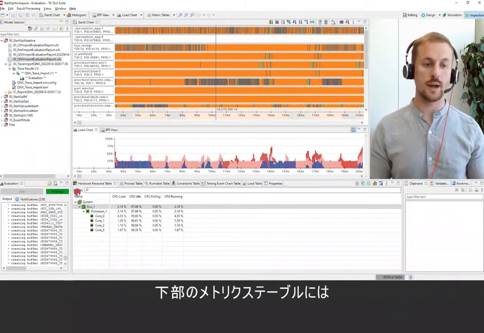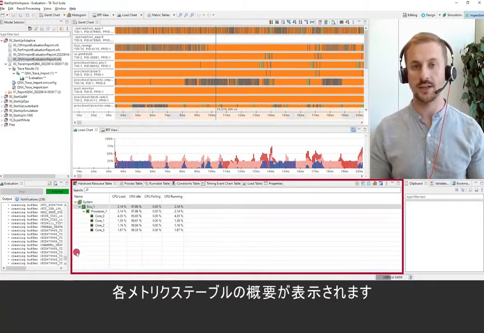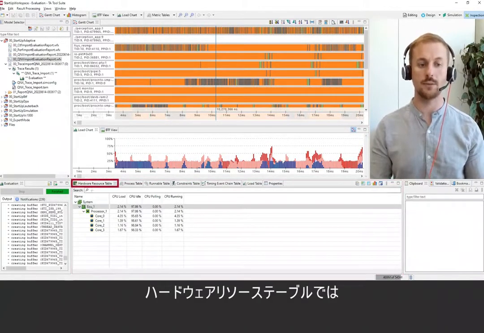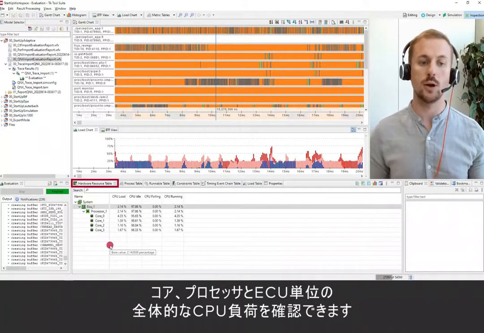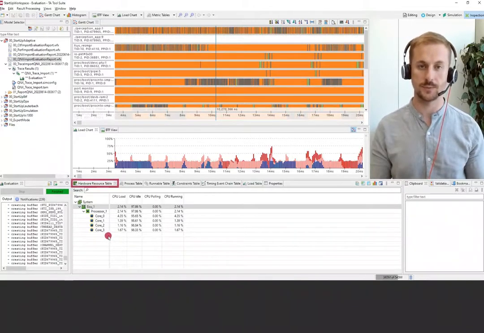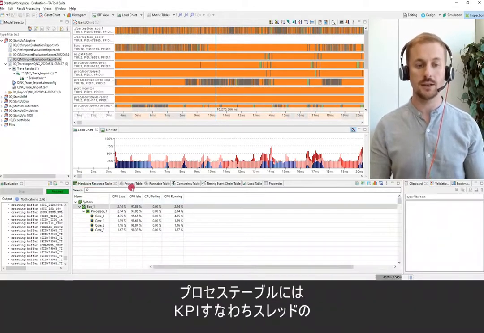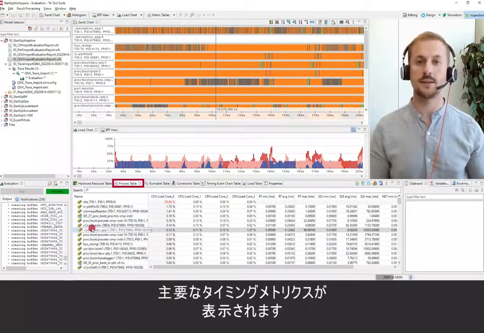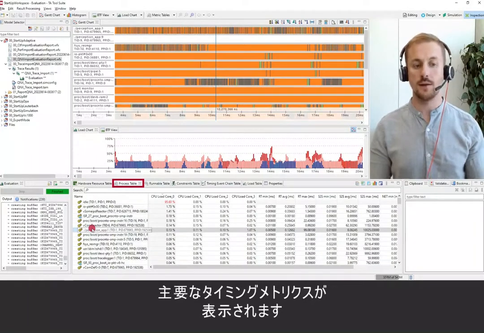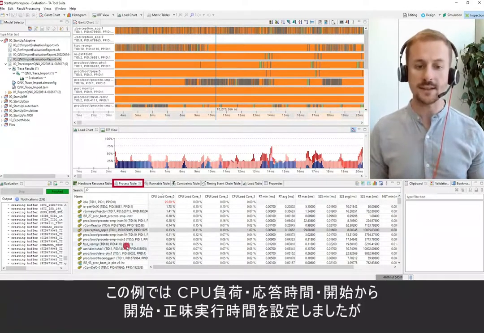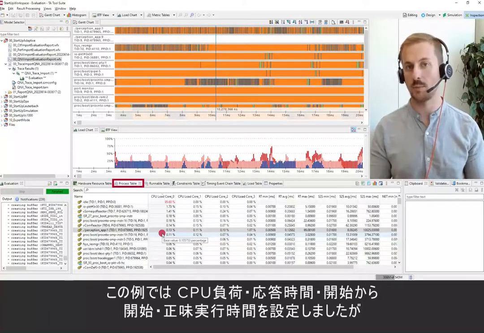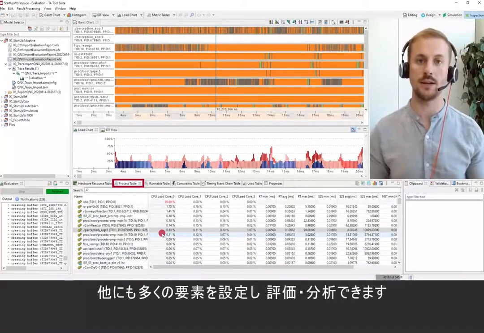Last but not least, we have in the bottom area different metric tables, which give an additional overview of all the metrics. Like here, we have the resource table, hardware resource table, where you can see the overall CPU load of the cores, processors, and ECUs. Additionally, there is the process table, which shows the key performance indicators, the key timing metrics for the threads. In this example, we have configured CPU load, response time, start to start, and net execution time. Many more can be configured and evaluated and analyzed.